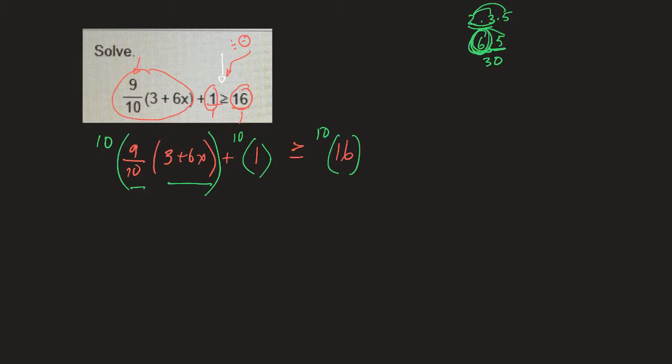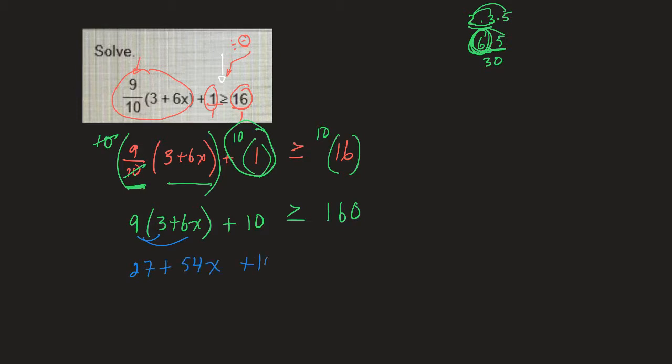So I'm just multiplying this 10 by this first fraction. So the 10 on the top and the 10 on the bottom both cancel each other out. So I'm left with 9 times (3 plus 6x). In the next one, I just have 10 times 1. That'll be 10. Greater than or equal to 10 times 16, 160. Now let's get rid of the brackets. So I'll use the distributive property here. So 27 plus 54x plus 10 greater than or equal to 160.